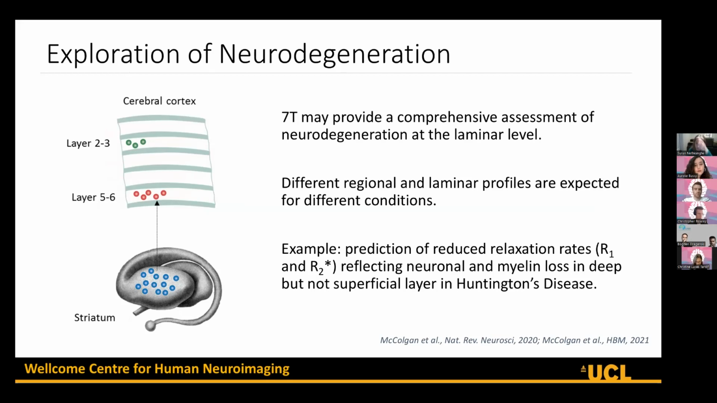And an example would be predicting a reduced longitudinal relaxation rate and R2 star measure that would reflect neuronal and myelin loss in deep but not superficial layers in Huntington's disease. And this is an example of a type of hypothesis that's being tested at the moment within our centre.